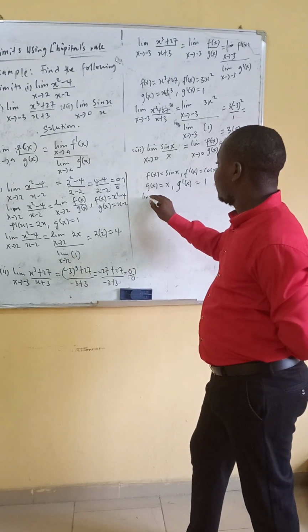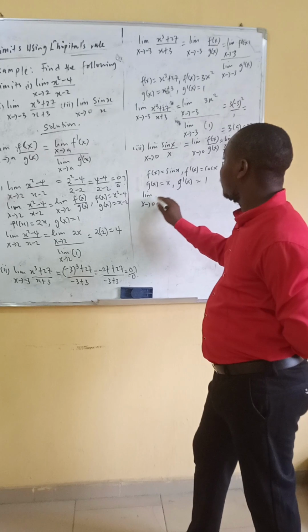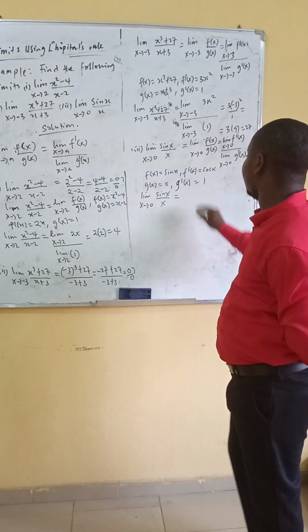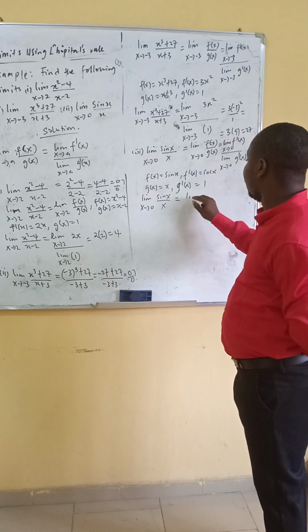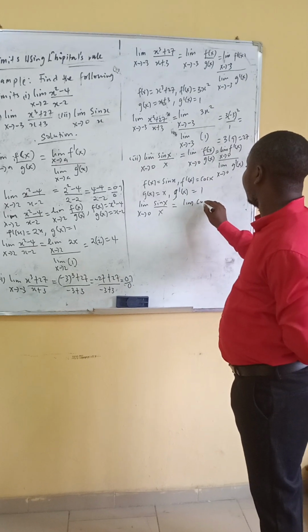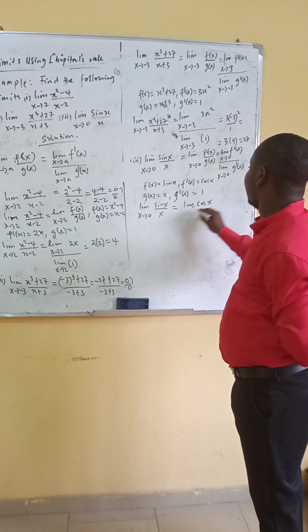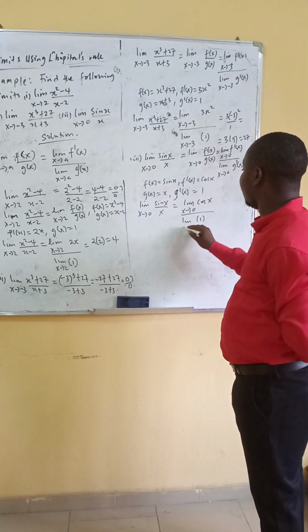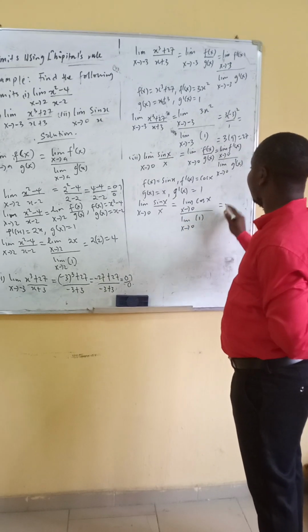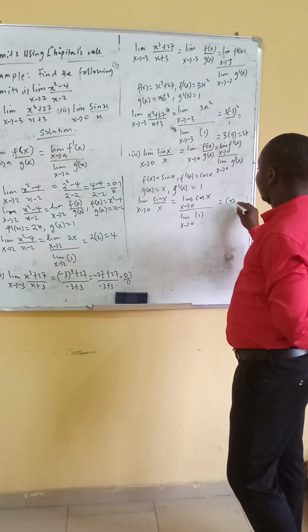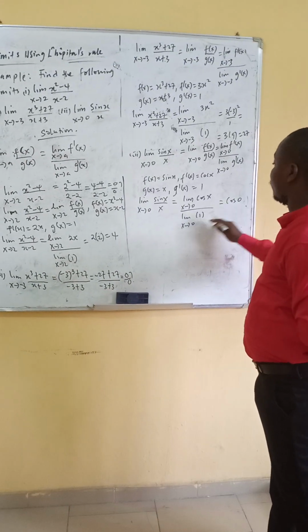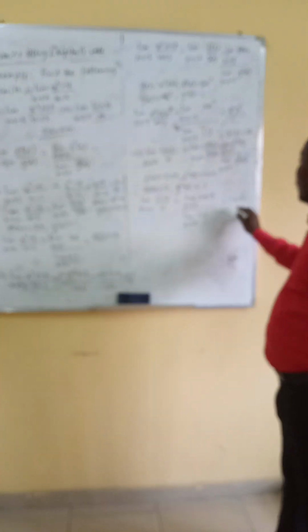So that the limit as x tends to 0 of sin x over x is the same thing as the limit of cos x as x tends to 0 over the limit of 1 as x tends to 0. Now, cos 0 is 1. 1 over 1 is 1.